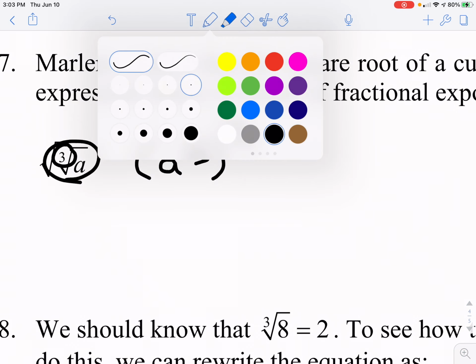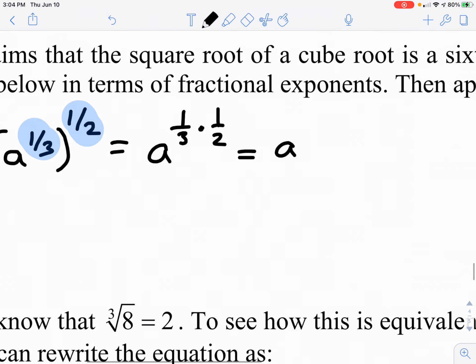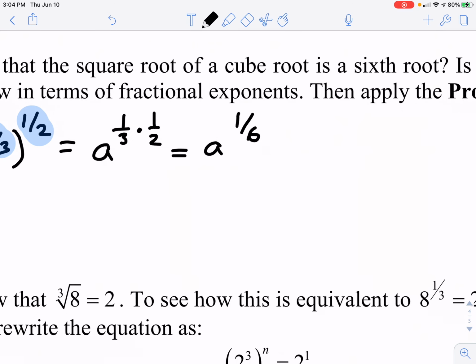And what is our power rule? When we're going a power to a power, we multiply the exponent. So a to the 1 third times 1 half is a to the 1/6 power, which is a sixth root. She is correct.